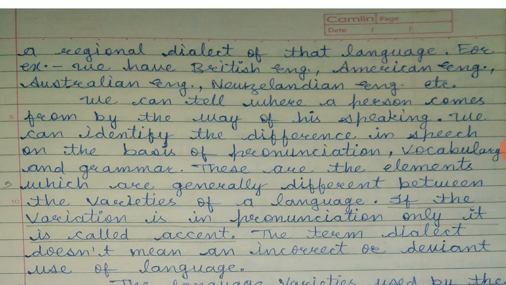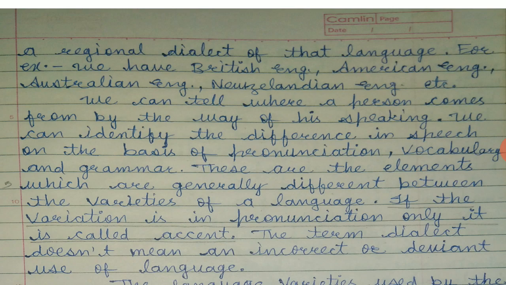We can tell where a person comes from by the way of his speaking, because every area has its own special way of using the language. We can identify the difference in speech on the basis of pronunciation, vocabulary, and even to some points the difference in grammar. These are the elements which are generally different between the varieties of a language.